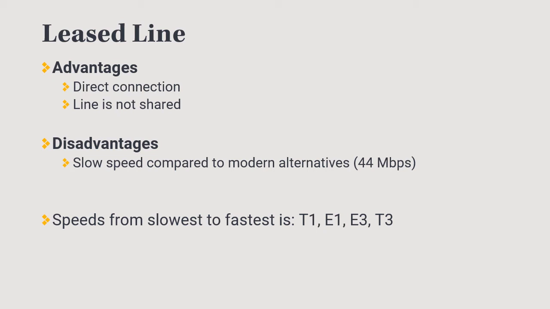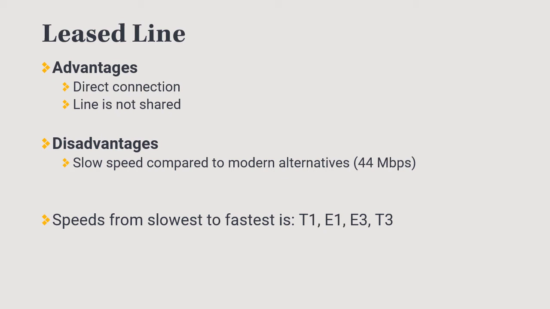What that means is, like with cable broadband, we're going to share that connection with all of the other cable customers in the area. Whereas with a leased line, if we are the only person that is leasing that line, we get all 44 megabits per second for our traffic. There's nobody else that's going to use that, and it is a direct line.